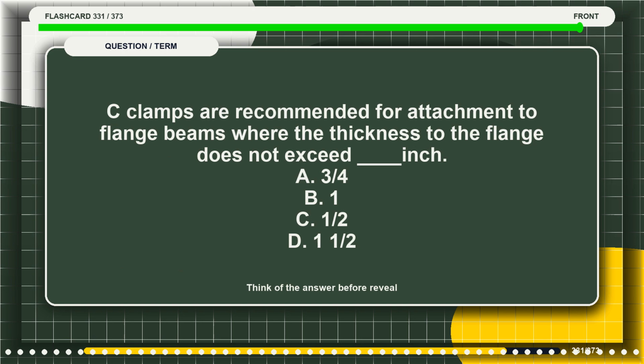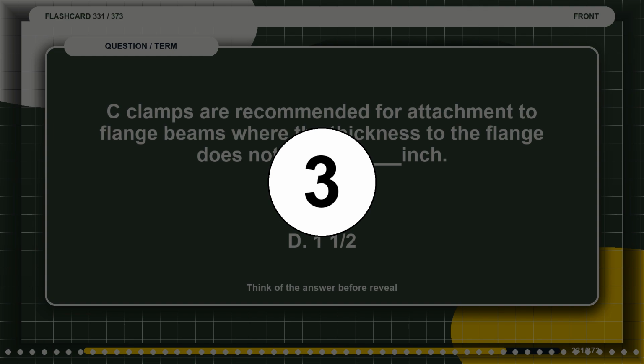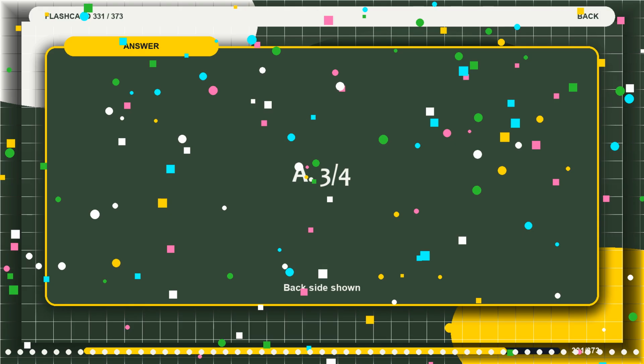Flashcard 331. C-clamps are recommended for attachment to flange beams where the thickness of the flange does not exceed blank inch. A. 3/4. B. 1. C. 1/2. D. 1/2. Think of the answer before the reveal. The answer is A. 3/4.